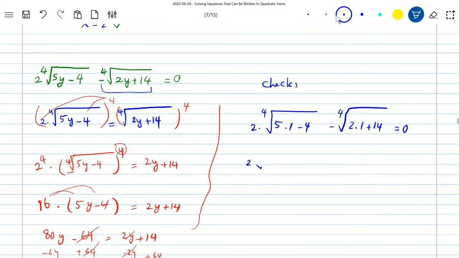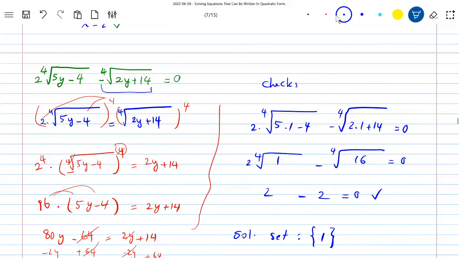Okay, let's simplify. Underneath the fourth root is 5 times 1 minus 4, which is 1, minus the fourth root of 2 times 1, which is 2, plus 14 is 16. The fourth root of 1 is 1, 2 times 1 is 2, minus the fourth root of 16. What number multiplied by itself 4 times gives you 16 is 2. 2 minus 2 is 0. So therefore, our solution set is y equal to 1, the number that satisfies the equation.